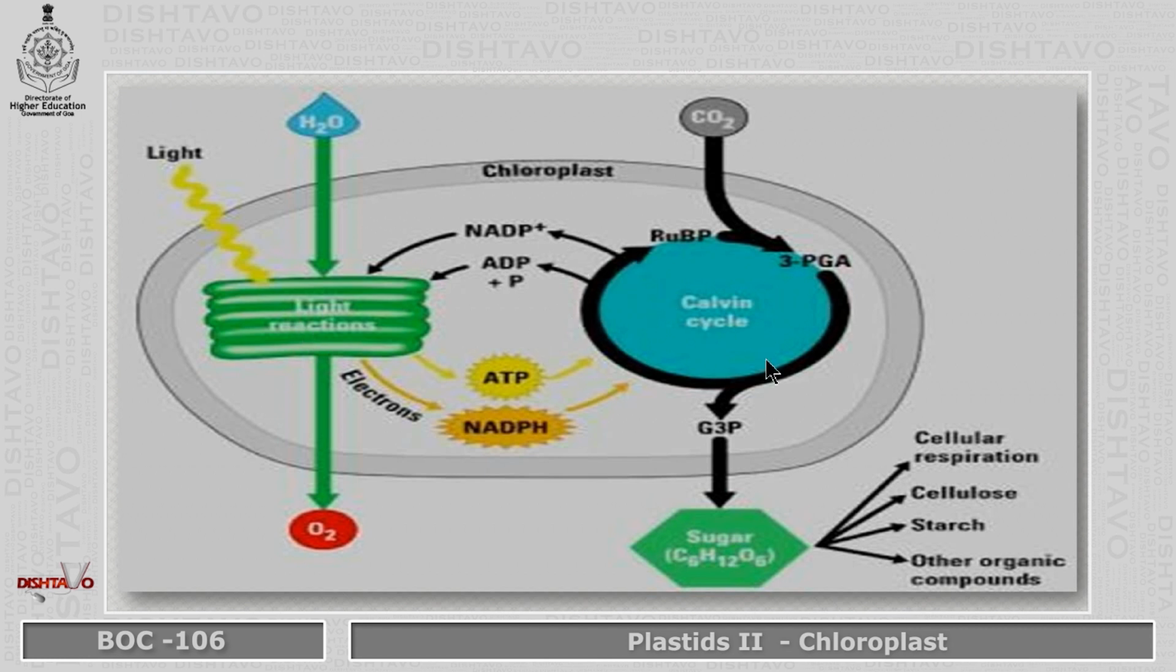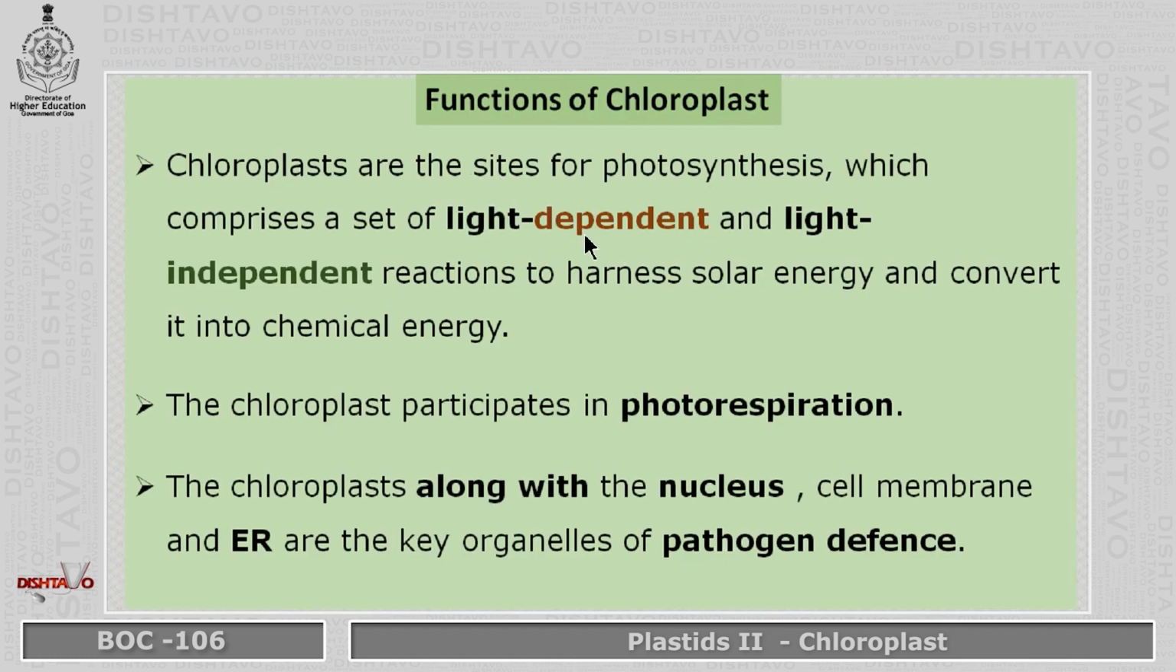Now if you see the whole chloroplast, you will see how light reactions take place in the granum, and in the stroma, how dark reactions take place. The ATP and NADPH which are formed in the granum are used in the stroma, and photosynthesis takes place and we find sugar being formed. So these are the light dependent and light independent reactions that take place in the chloroplast. Chloroplasts also participate in photorespiration, and along with the nucleus, they also help in pathogen defense mechanisms.